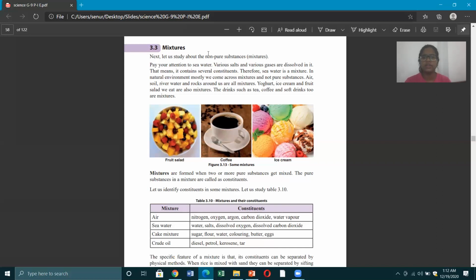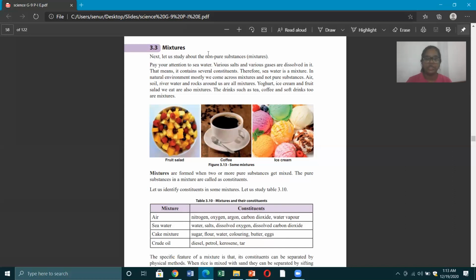And also children, if you take the natural environment, there are mixtures, and we come across mixtures and not pure substances. Most of the time in nature we rarely find pure substances; mostly they are mixtures. Air is also like that: it has nitrogen, oxygen, carbon dioxide, argon, water vapor. Soil is the same. River water, rocks, they are all made out of mixtures.